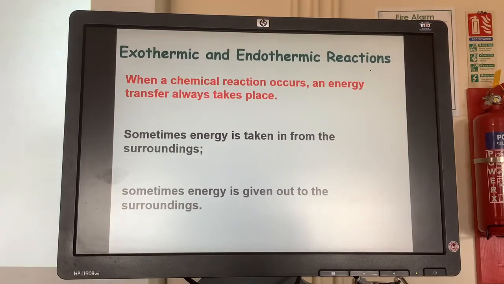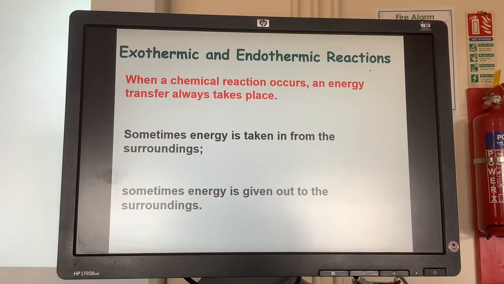Now, if I asked the year 7s what might happen in a chemical reaction, they would probably say, well, maybe a colour change, maybe a gas given off. Some of them, the bright ones, might say, well, the temperature might change. What they normally mean is the temperature goes up because they're experiencing reactions that have got hotter. But actually in chemistry, when there's a chemical reaction, the temperature might go up, or it might actually go down. But regardless, there will be an energy change.